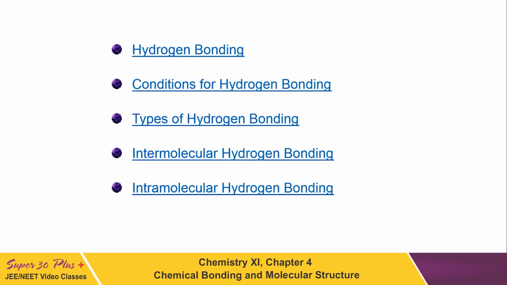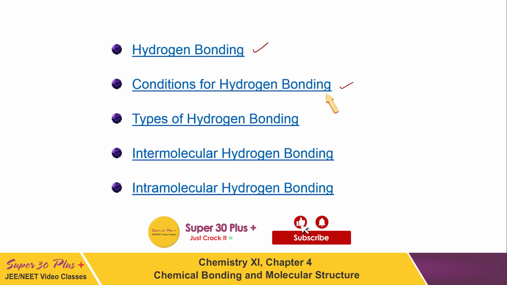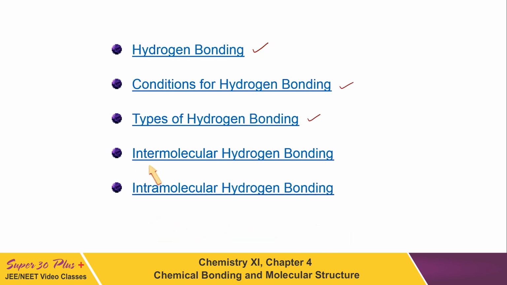So students, in this class, I shall teach you about hydrogen bonding and the conditions under which a hydrogen bond is formed. I will also teach you about the types of hydrogen bond, how many kinds there are, in which we will discuss the intermolecular hydrogen bond and the intramolecular hydrogen bond. One is inter, another one is intramolecular hydrogen bond. So what are they exactly? This we shall discuss in this unit.